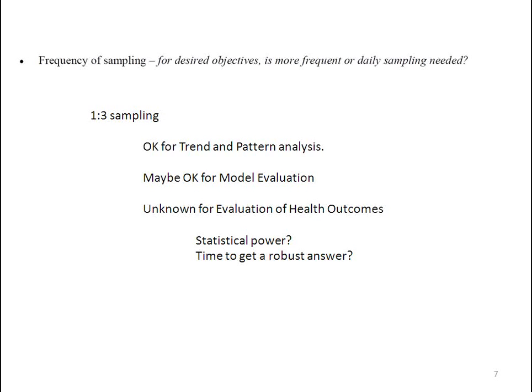One and three day sampling, which is the bulk of what we have, I think that's fine for pattern and trend analysis. It's probably okay for some level of model evaluation. And for health outcome studies, I'd actually throw the question back to the group. I think there are really two related questions: how does that affect your statistical power, and how soon do you need an answer? If you need an answer in 2017, then 1 and 3 day sampling is probably fine. But if you need an answer in 2012 to guide what's going to happen between now and 2017, then you're going to need a lot more data density, I would suspect.